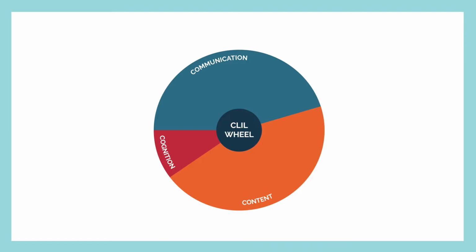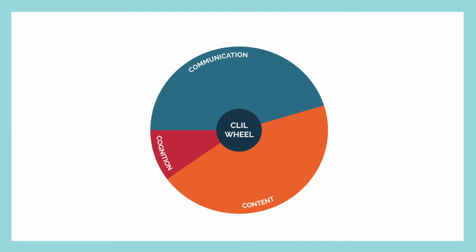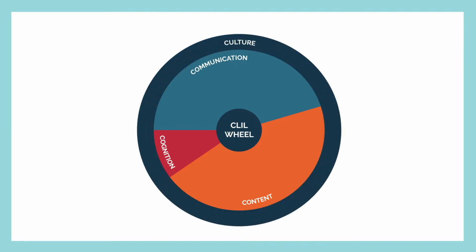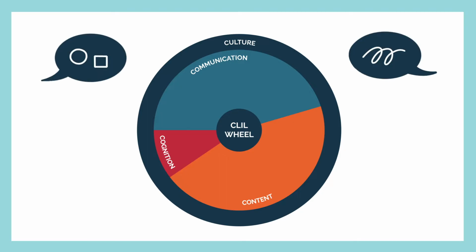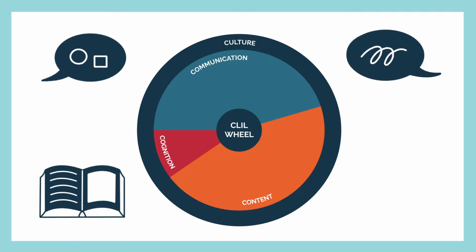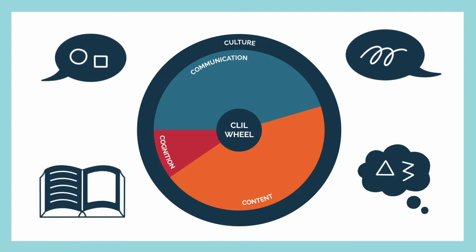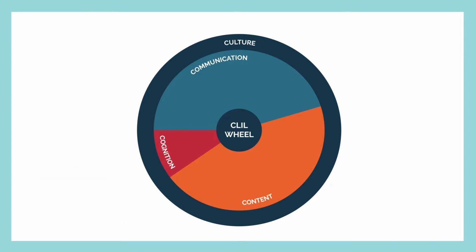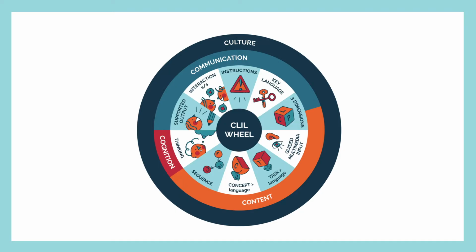In the CLIL Wheel, the first 3 C's form the center, while the C for culture is an outside ring. This is because the way we communicate depends on culture. The content we teach depends on culture, and the way we think depends on culture. These inner 3 C's of CLIL can be now merged with the 10 CLIL parameters, like this.